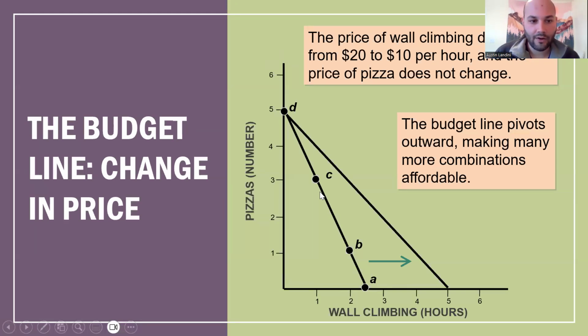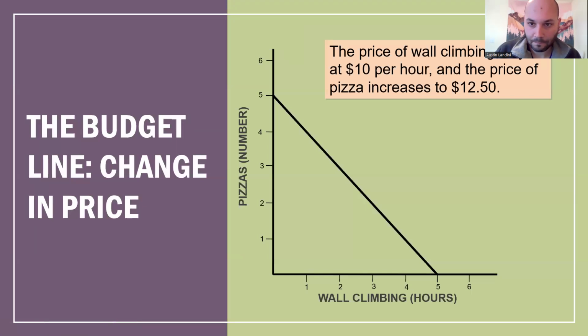So what we can see here is that when we had a change in price, this will cause a rotation of the budget line. In other words, it will move one endpoint, but not the other. And again, this is because the price of pizza didn't change, our income didn't change, so we can buy as many pizzas as before at point D, but the maximum number of wall climbing that we can buy has changed when this price changed, and the combinations that are affordable given our income has changed. So there we have a rotation of the budget line.